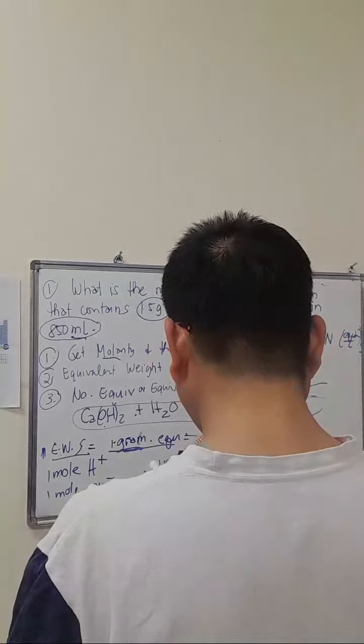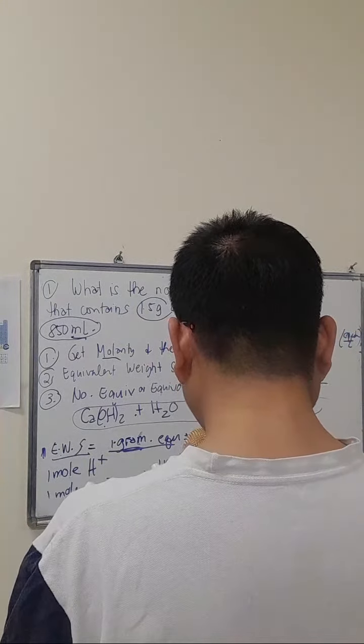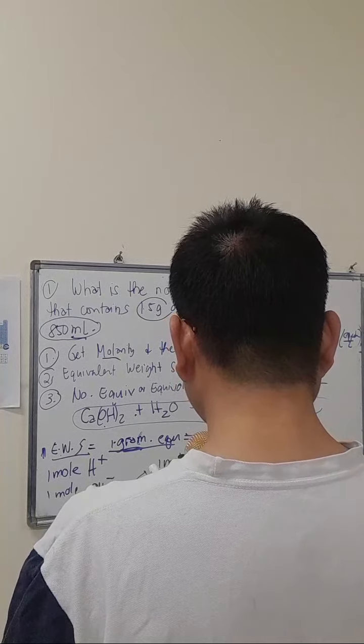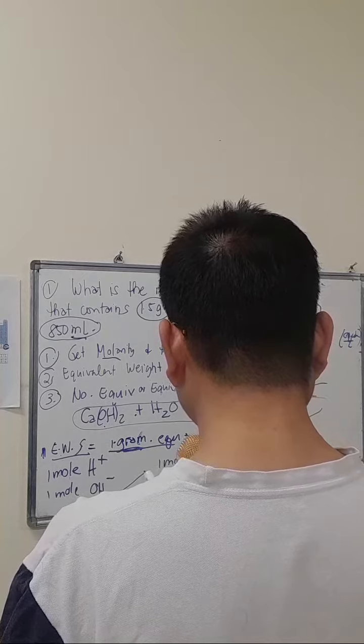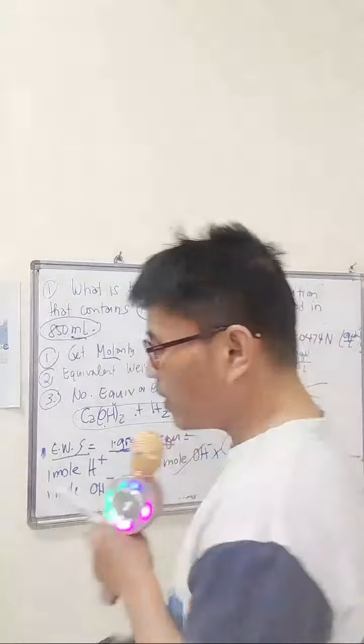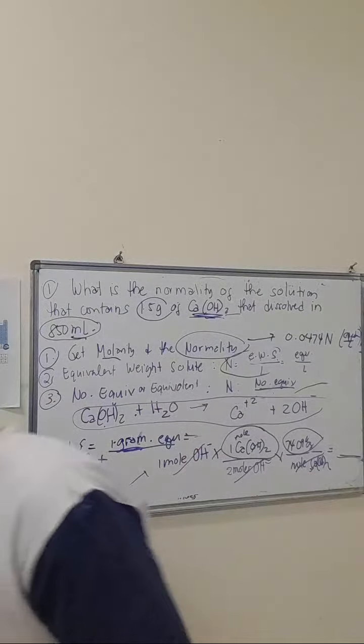So, 74.096, then divided by 2, mga palangga. It's going to be 37.048.